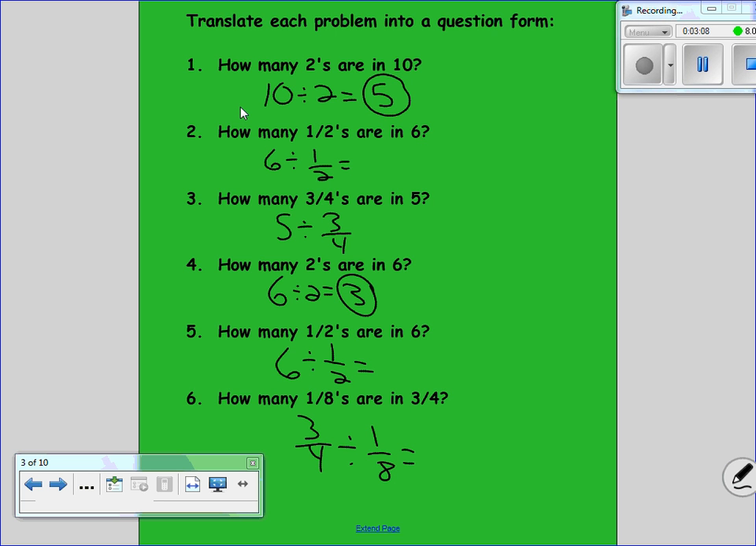There's a reason why I wrote these out, kids, because we don't know how. We can do the other ones. We can do 10 divided by 2. We can do 6 divided by 3. But the other ones are a little tricky. Let's see how to solve those problems.